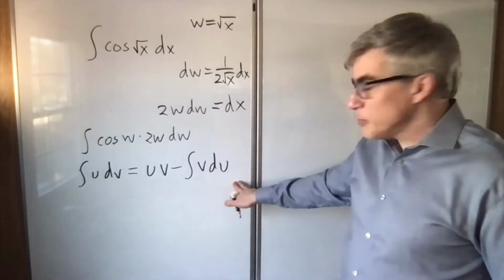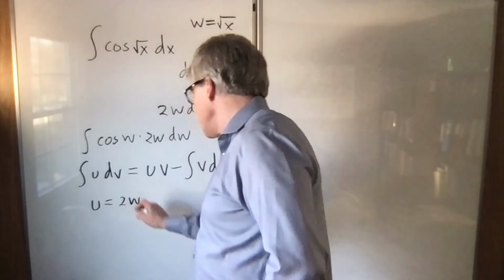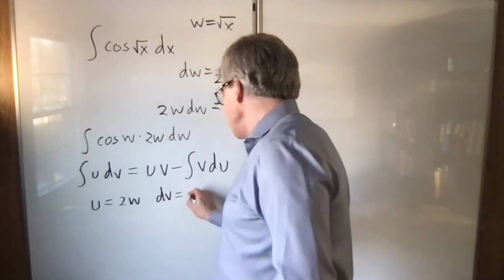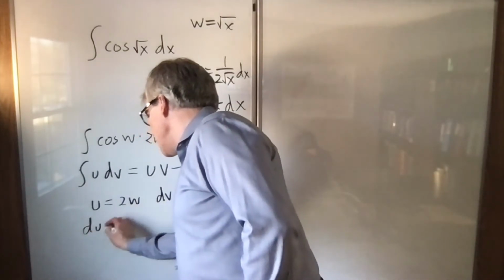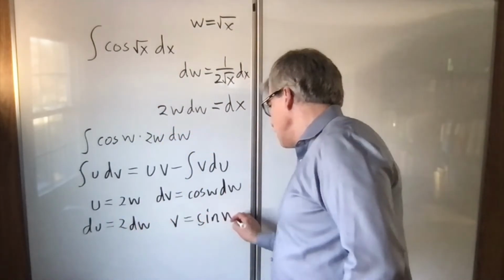Here's the generic formula. So if we say that the u is 2w, we want to take the derivative of it so it goes away. The dv is the rest of it, cosine w dw. Du would then equal 2 dw, and v would be sine of w.